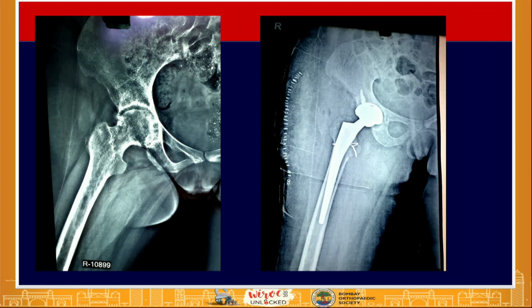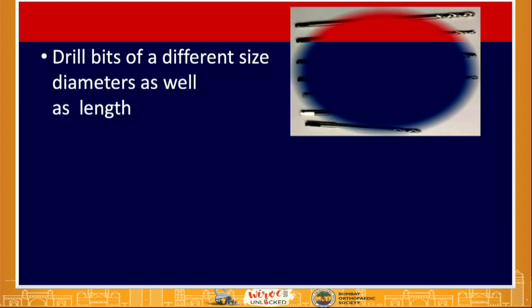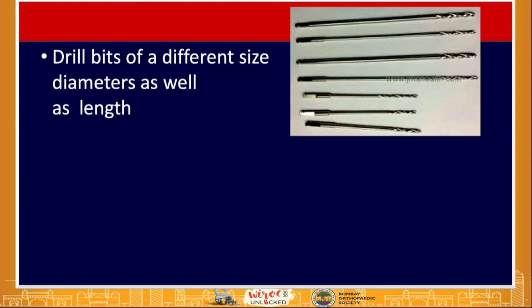Here also, while inserting the prosthesis, the neck cracked a bit. So, cerclage wire helped us a lot. The drill bits of different sizes and diameters, as well as different lengths, should be kept in position. Now, this is very, very important when we are going to different small hospitals.